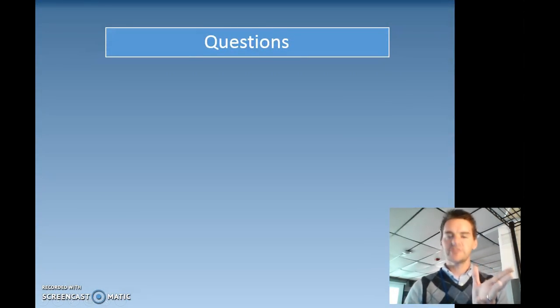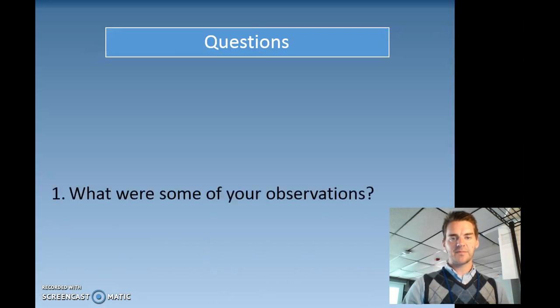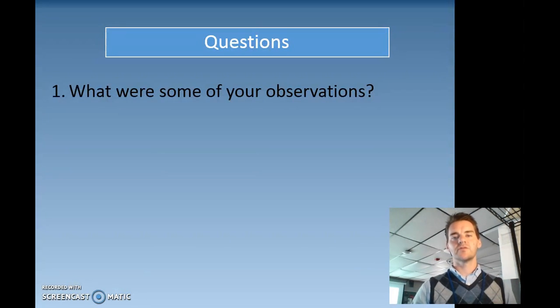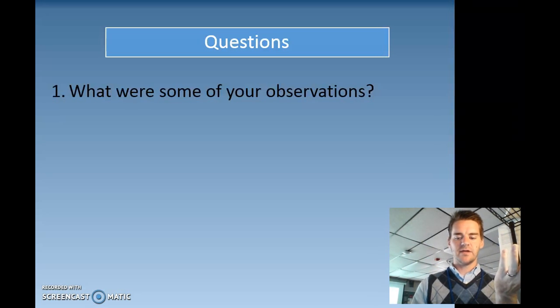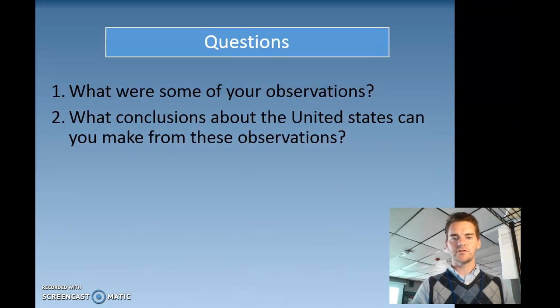So, the questions that we want to ask about those maps are these kinds of things. What were some of your observations? One thing that stands out to me is that there is a pretty big difference between cities versus rural areas, and there seems to be a lot of differences between the South and the rest of the country. Okay? Those are things that stood out to me. Maybe you had some similar or different observations.